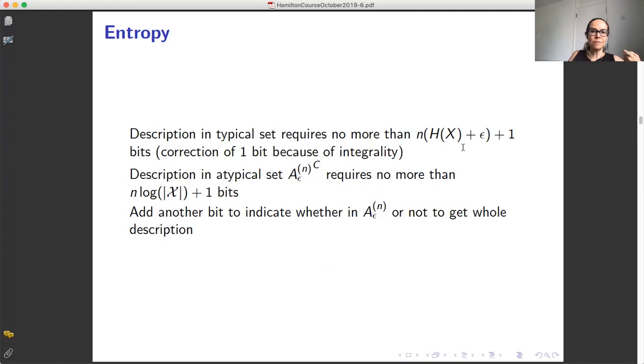And what do I have for sequences that are not typical? Well, I never need more than, of course, all the possibilities, which is log of the cardinality of cal X to the n. Remember, it's the Cartesian product of the cal X's. So this is cardinality of cal X to the n of them. So n log cardinality of cal X when I take the log, plus 1 bits. So this is how much I need for things outside the typical set. This is how many bits I need for things inside the typical set.